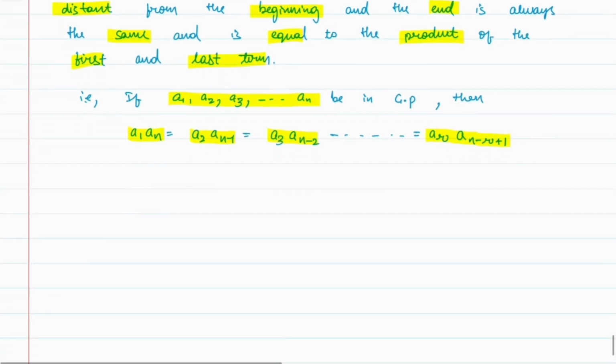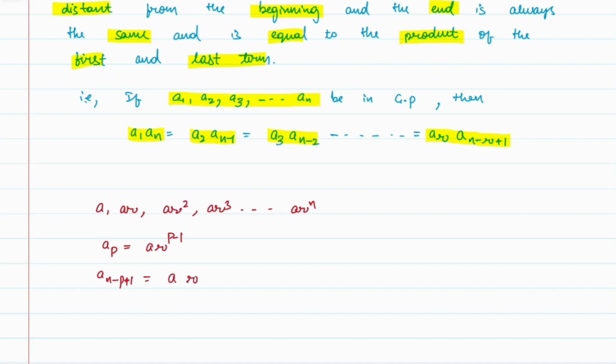For example, take a GP with first term A and common ratio R. So the terms in GP will be A, A into R, A into R square, A into R cube, so on up to A into R power n. Now let's take the pth term from the beginning and the end. Pth term from the beginning will be AP, that will be equal to A into R power P minus 1 using the formula of nth term of a GP. Now similarly, pth term from the end will be N minus P plus 1, that will be equal to A into R power N minus P plus 1 minus 1. So this will become A into R power N minus P, because we can cancel 1 and 1.